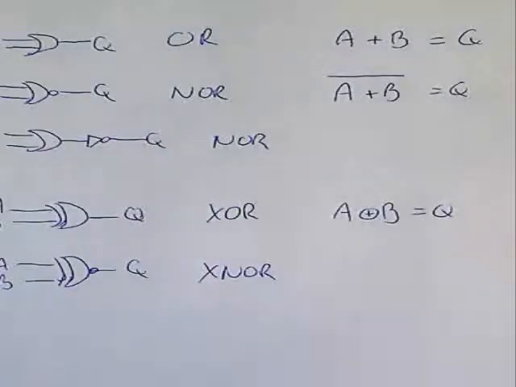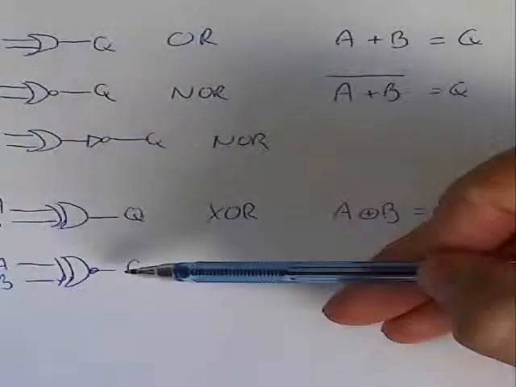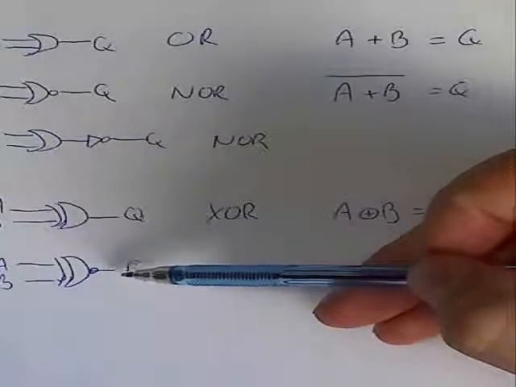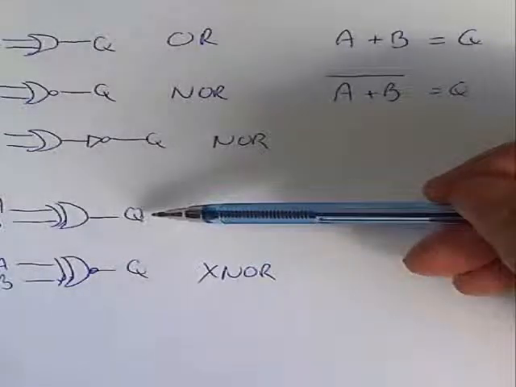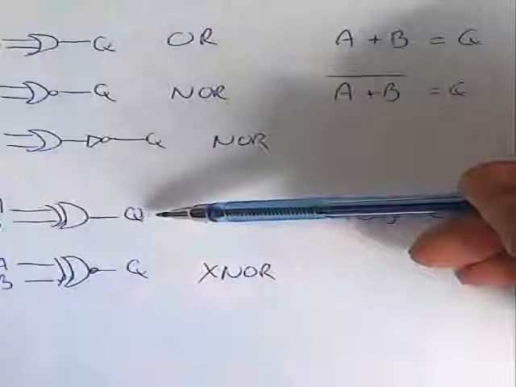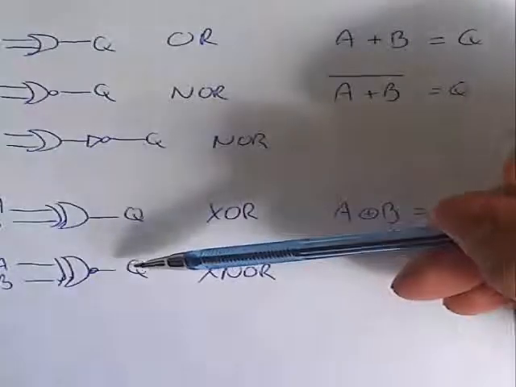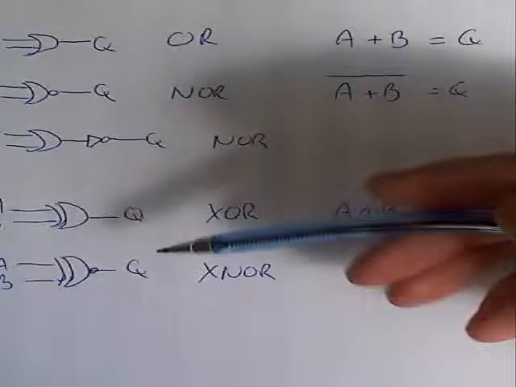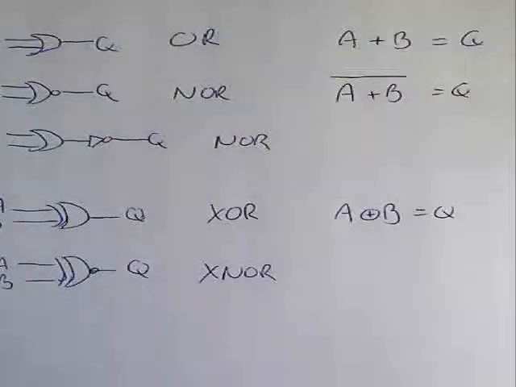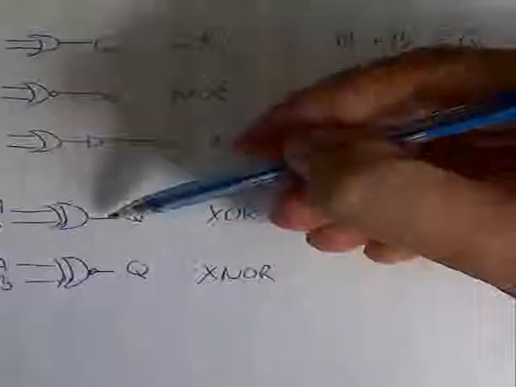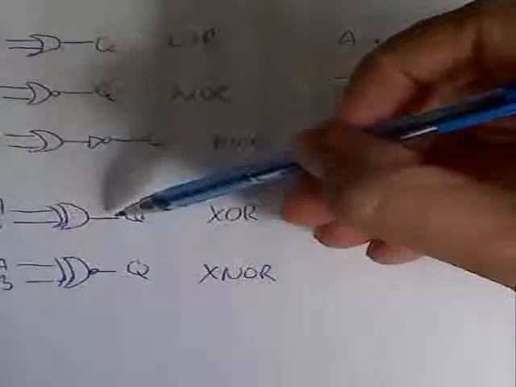So with this one, the output will be high when both of the inputs are the same. So it's the opposite sense of the XOR. With the XOR, the output is high when they're different, and with this one the output is high when they're the same. Or alternatively, you could say the output is low when they are different, because we're taking the high output when it's different and inverting it to make it low.